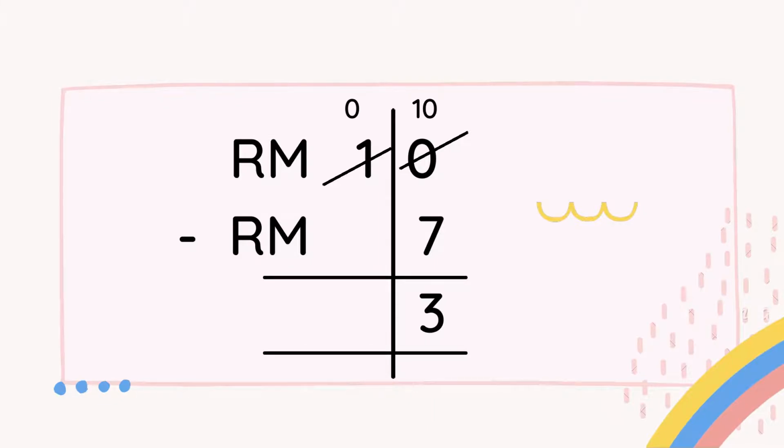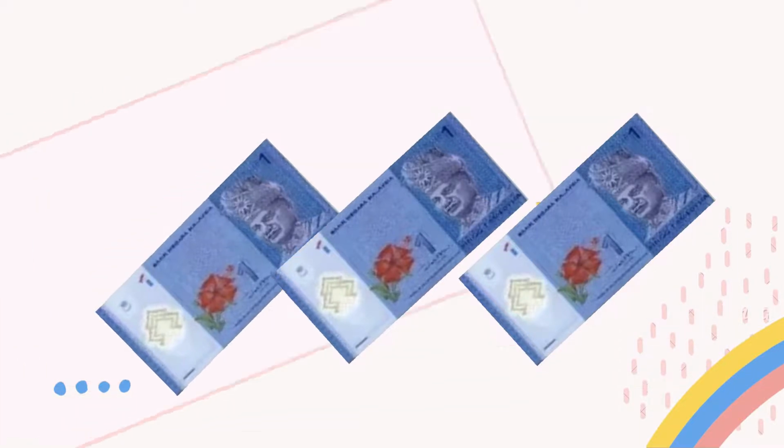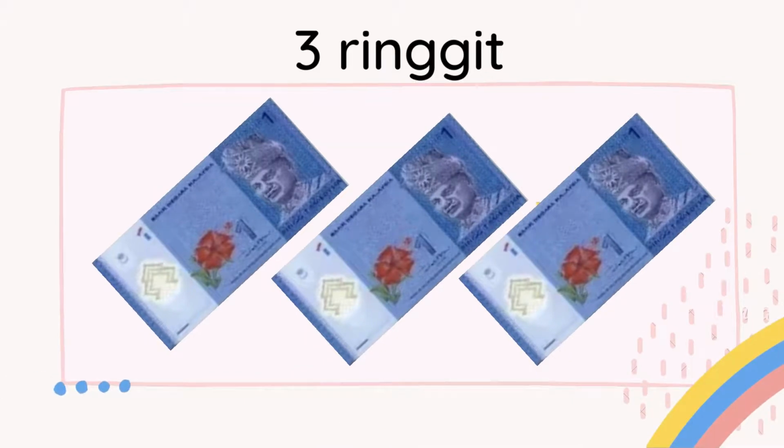Okay. So now we have the answer 3 and don't forget to write RM. It is very important because we do subtraction of money. Now I'm going to show you how RM3 is represented in notes. Macam mana RM3 dalam bentuk duit. This is how RM3 looks in notes, 3 pieces of 1 ringgit. And RM3 can also be spelled like this, 3 ringgit.